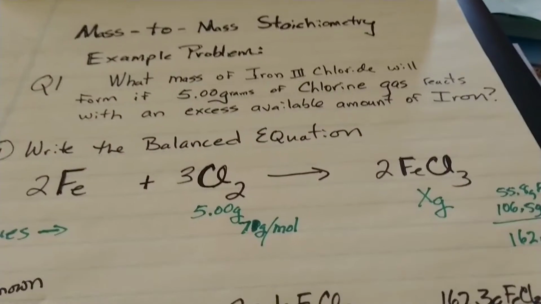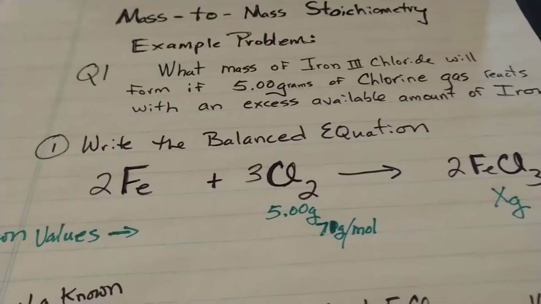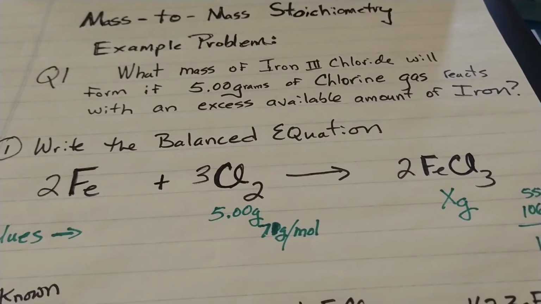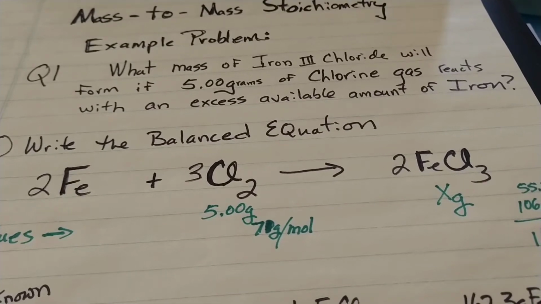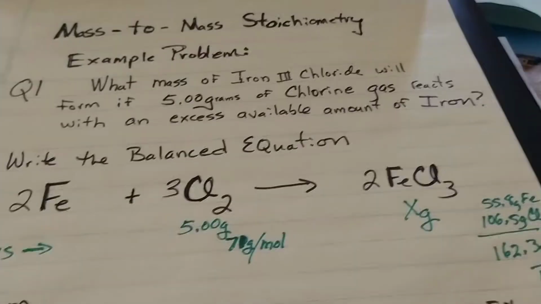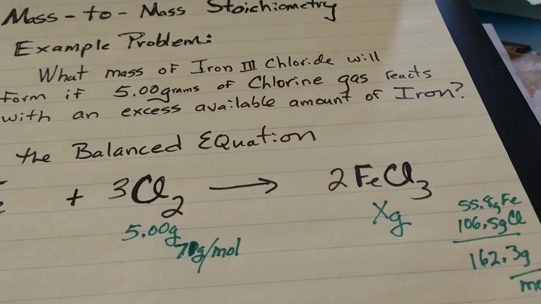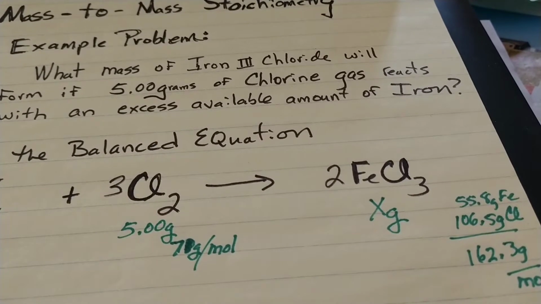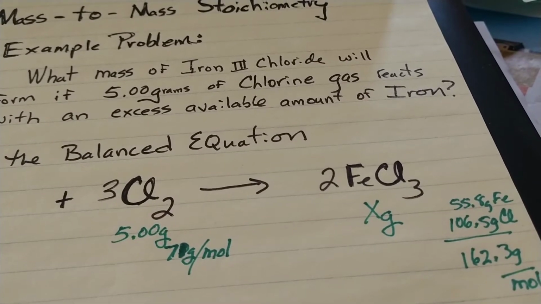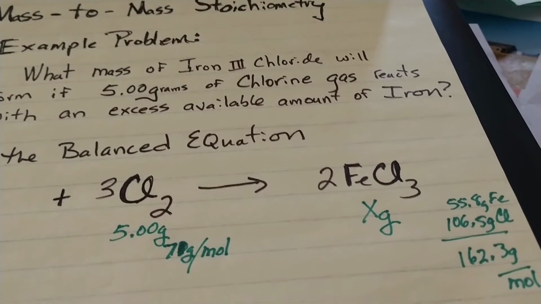Well, the very first thing you need to do is write the balanced equation. So 2 irons, which means 2 moles of iron, need to react with 3 moles of chlorine gas. Remember, chlorine is diatomic, to produce iron(III) chloride. So iron with a positive 3 charge and chlorine with a -1 has the formula FeCl3, and 2 moles of that will form with this reaction.